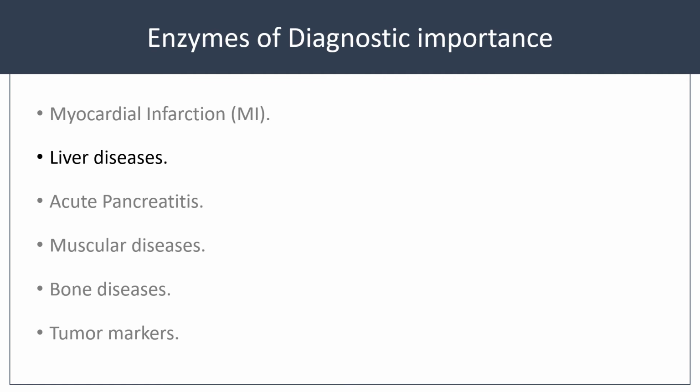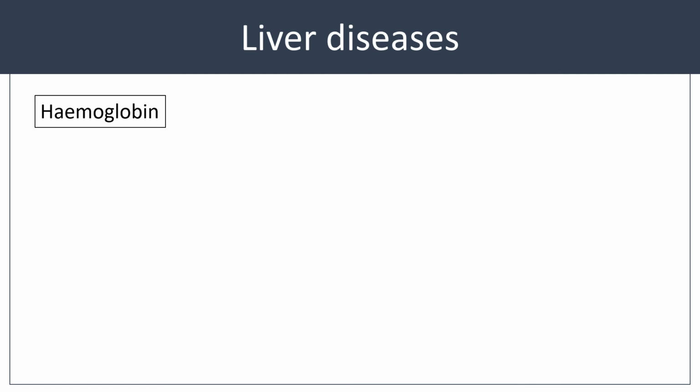So next, coming to liver disease. To understand how to differentiate different types of liver disease, that is different types of jaundice, using enzymes, first you should know about jaundice. To understand jaundice, first you should know about hemoglobin catabolism. So first I will explain hemoglobin catabolism, then I will explain jaundice, then you will see about the enzymes which are used to diagnose different types of jaundice.